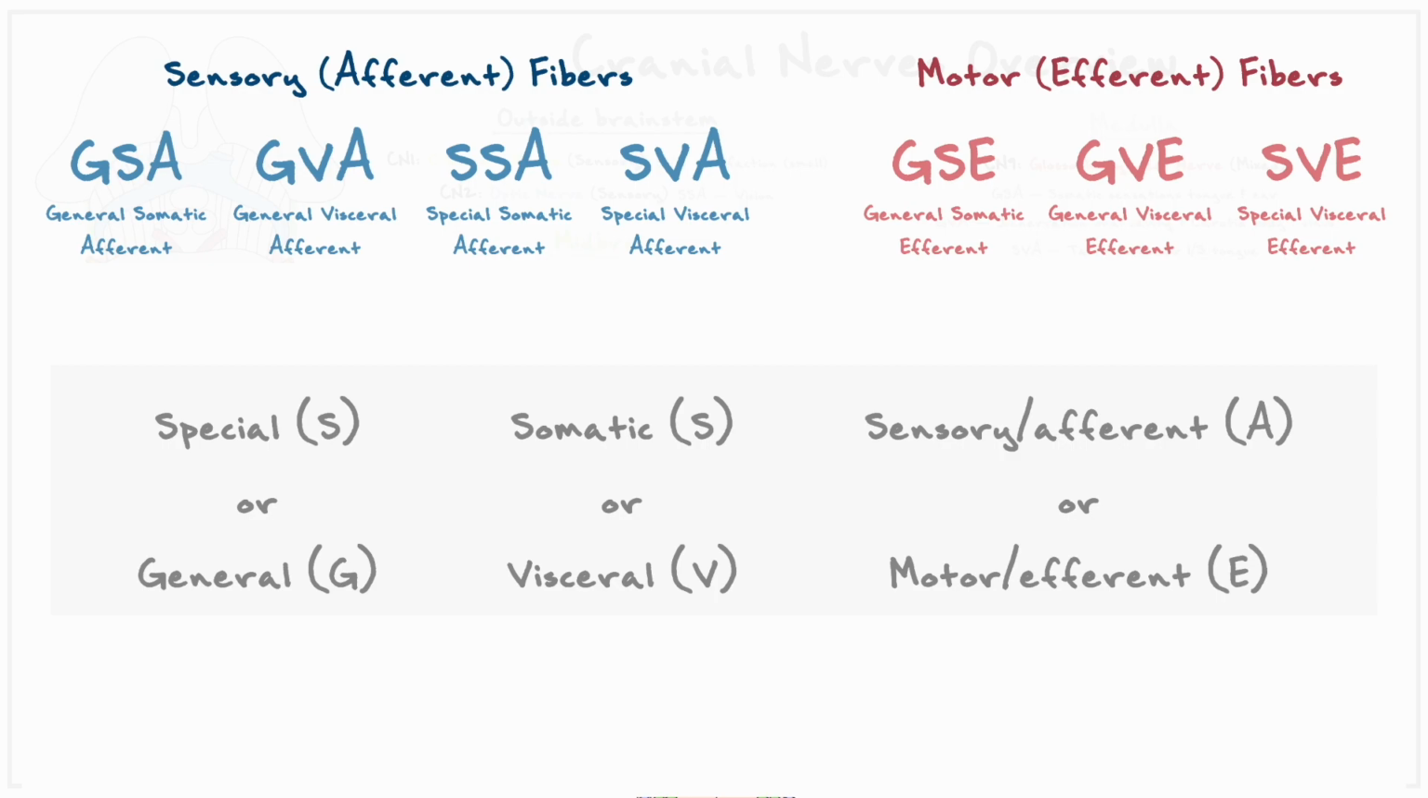In summary, all 7 distinctions of fibers can be summarized by these 3 pairs of words, with the first being either special or general, the second being either somatic or visceral, and the third being either afferent or efferent. Accordingly, as long as you know the difference between each word and what regions they correspond to, it should be easier to derive the different types of fibers.